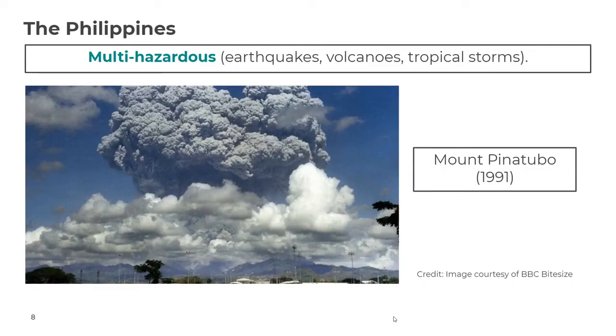The other thing to note about the Philippines is that it's a multi-hazardous environment. So not only do they have to manage tropical storms, which are called typhoons in this area, but they also have to manage earthquakes and volcanic eruptions. One of the most famous volcanic eruptions to take place in the Philippines was in 1991, and that was when Mount Pinatubo erupted, and you can see this eruption in the image on the screen.